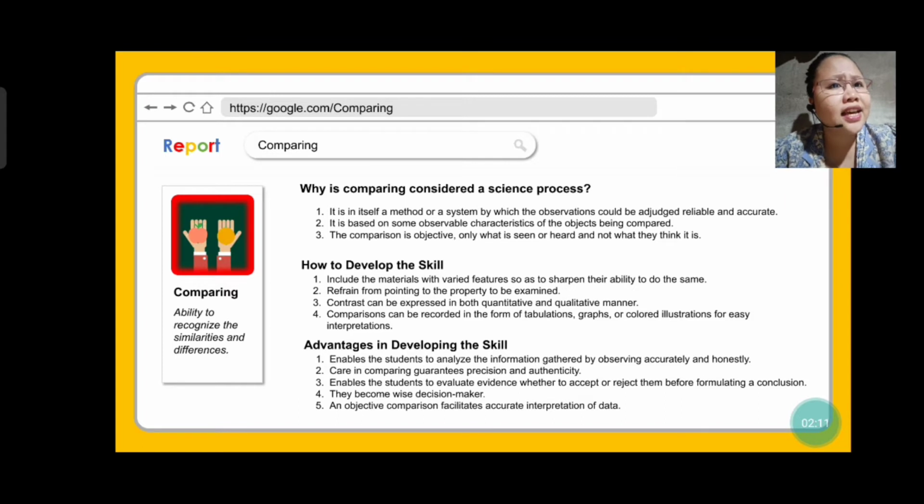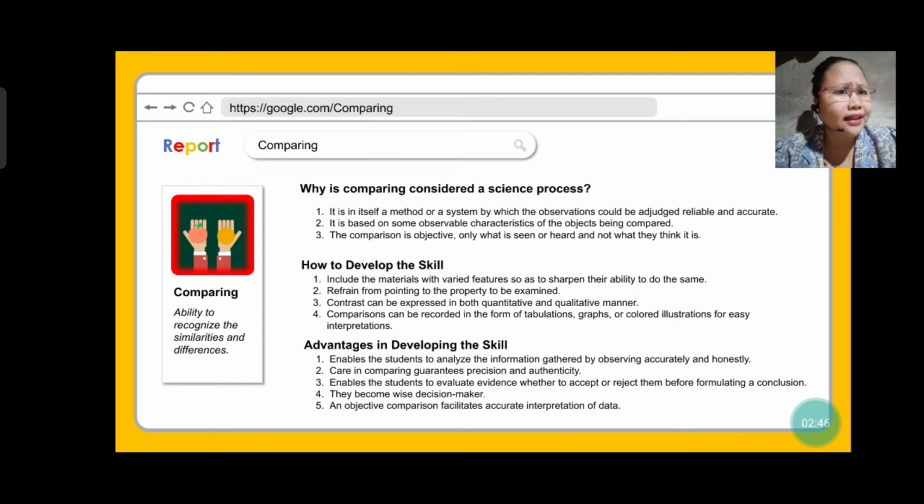So second is that it is based on some observable characteristics of the objects being compared. Yes, since it is observation, comparing is a science process because of what they observe, right? Through observation they will use their five senses. So when they observe, for example, the leaves, they see that some leaves are green, some leaves are brown, some leaves are yellow.